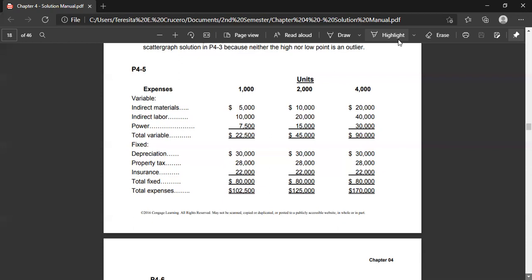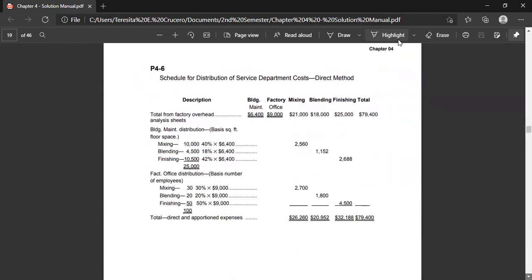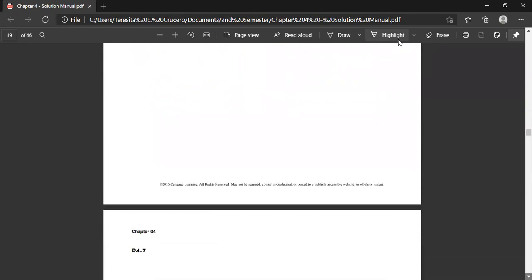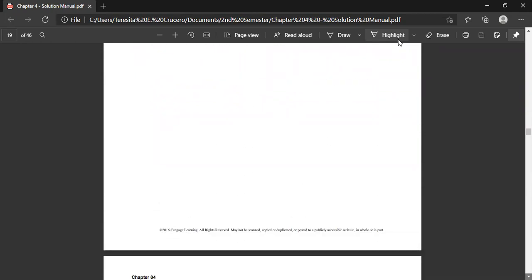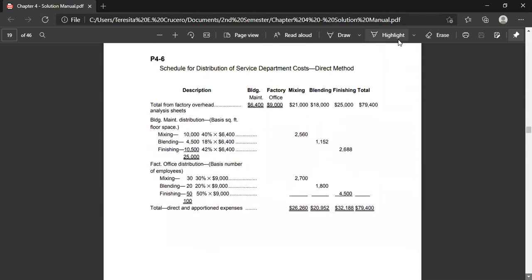Now we go to for the 6. In for the 6, we have the distribution of service department cost to production departments using the direct method. So using the direct method, you are now given the 5 departments: mixing, blending, finishing, and then we have the factory office and the building maintenance.